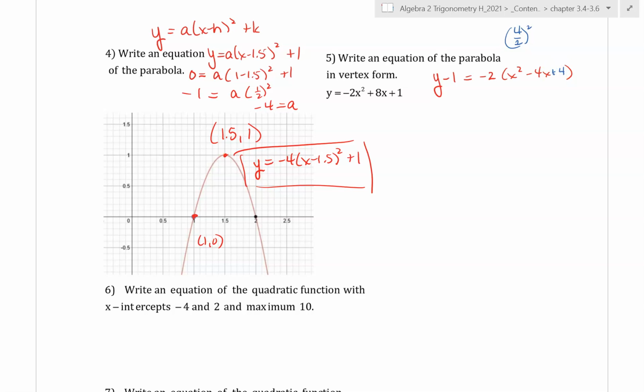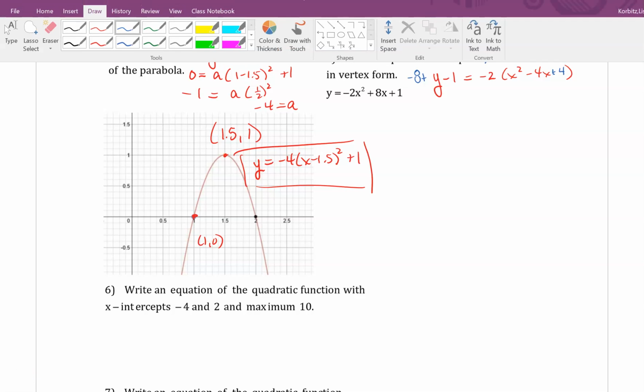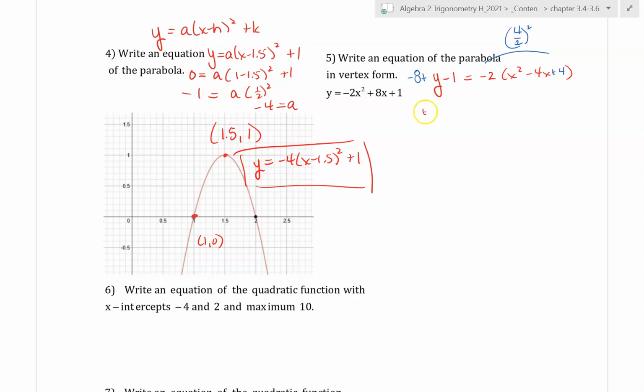So you have to keep things balanced. The only thing is you didn't really add 4, you added -8. So you'd have to add -8 to the other side of the equation. So now we have y minus 9 equals -2, and we're going to factor. So we have y equals -2 times the quantity x minus 2 squared plus 9.